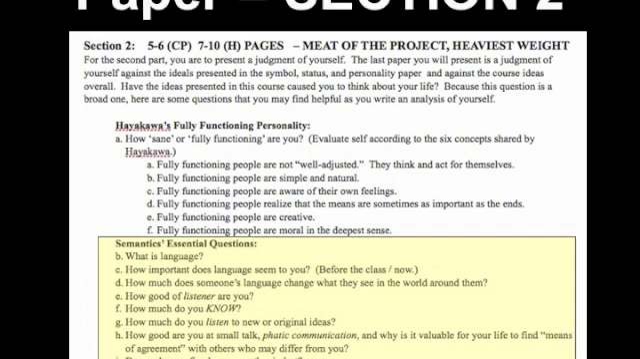Then I'd like you to look at the essential questions. They're here under Semantics Essential Questions, and they are questions like, what is language? What is thought? How important is language to you, both before the class and now? How does someone's language change the way that they see or express or think about the world? How good of a listener are you? Et cetera, et cetera. So those questions down there are possibly ways that you could talk about yourself and think about the ways in which you have learned about yourself and the world and language and thought and action throughout this year.